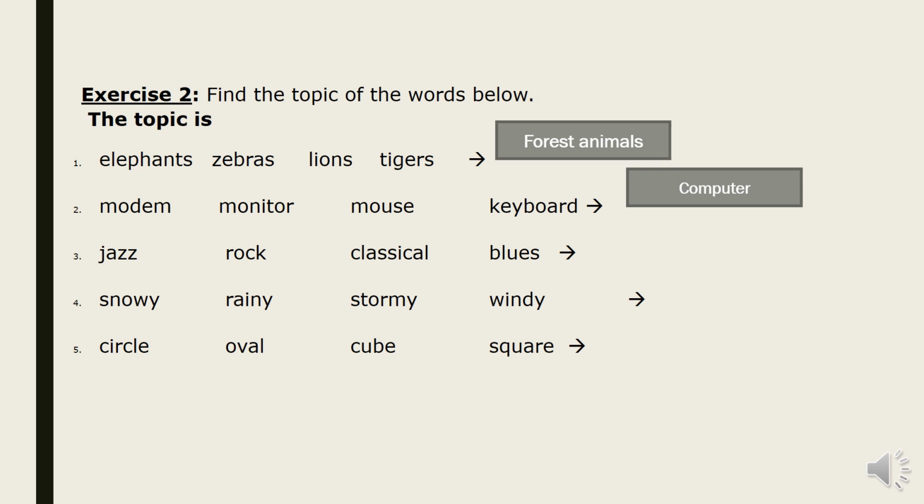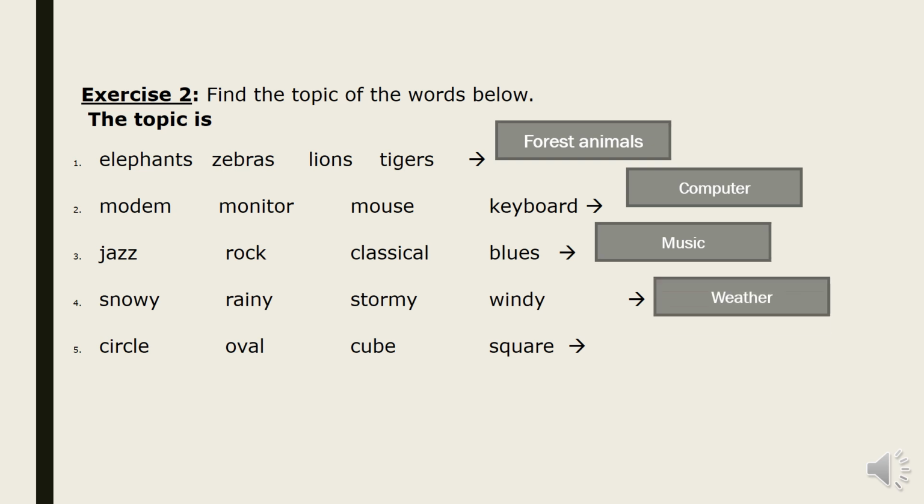Jazz, rock, classical, and blues. These are kinds of what? They are kinds of music. Snowy, rainy, stormy, windy. These describe what? They describe the weather. Circle, oval, cube, and square. What are these? These are shapes.